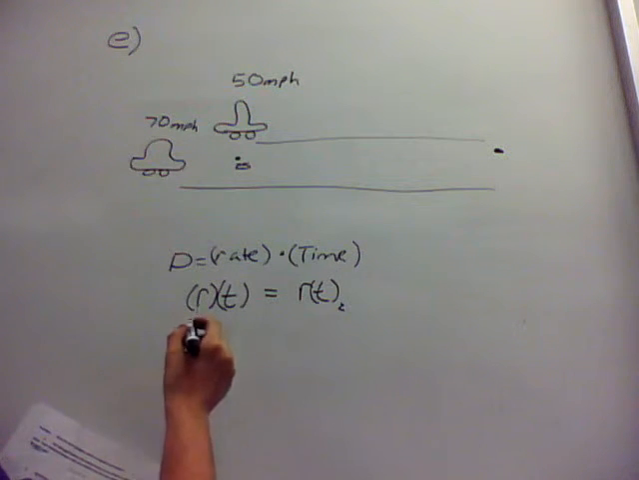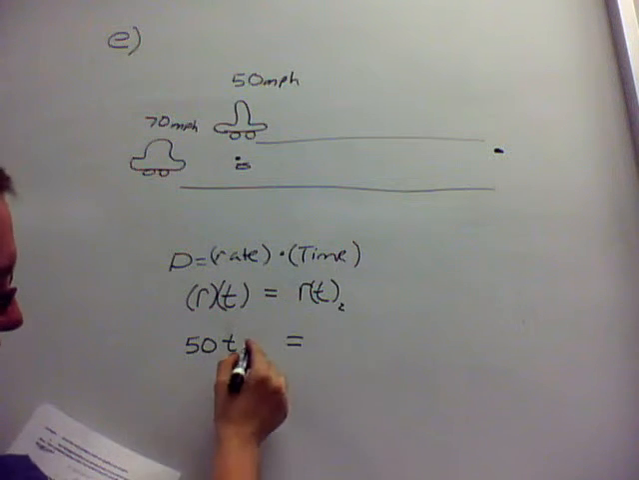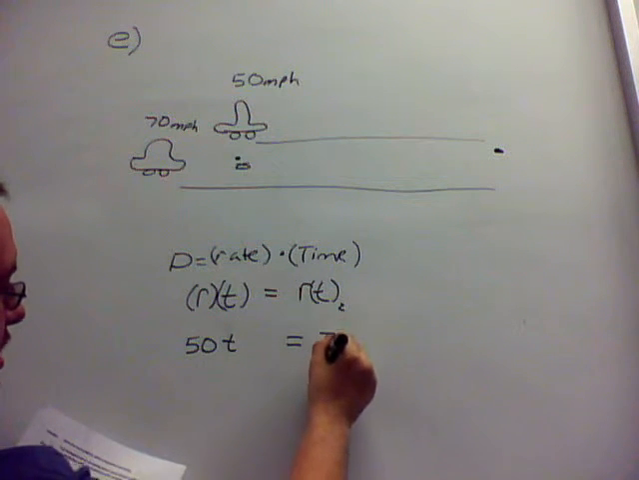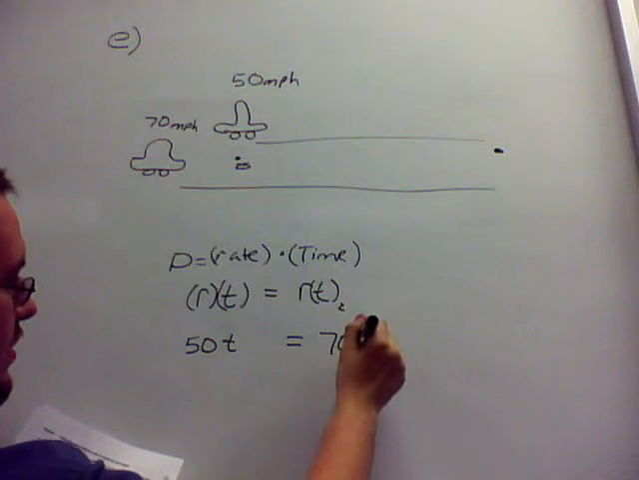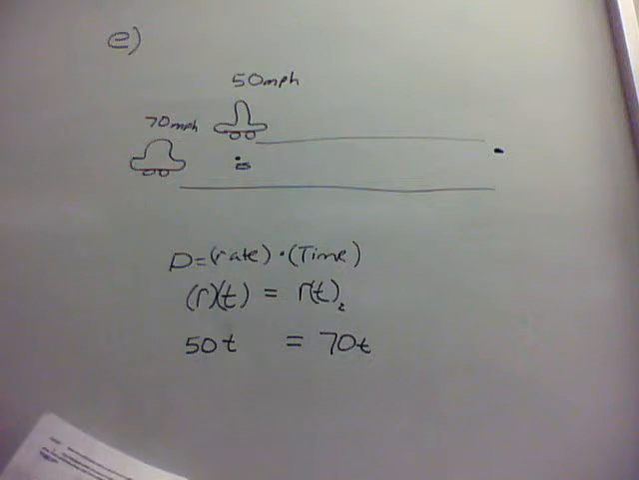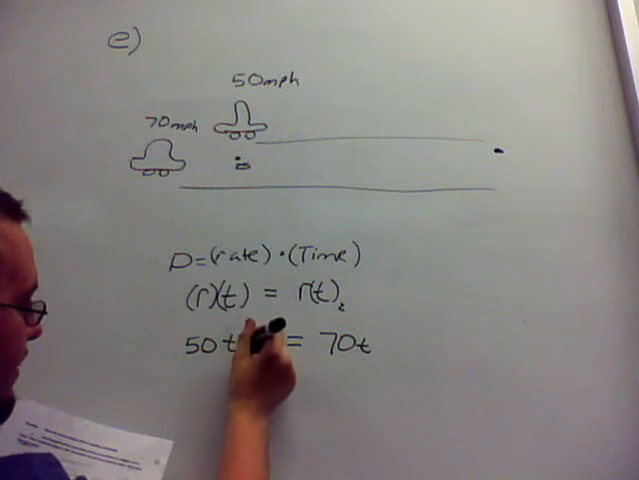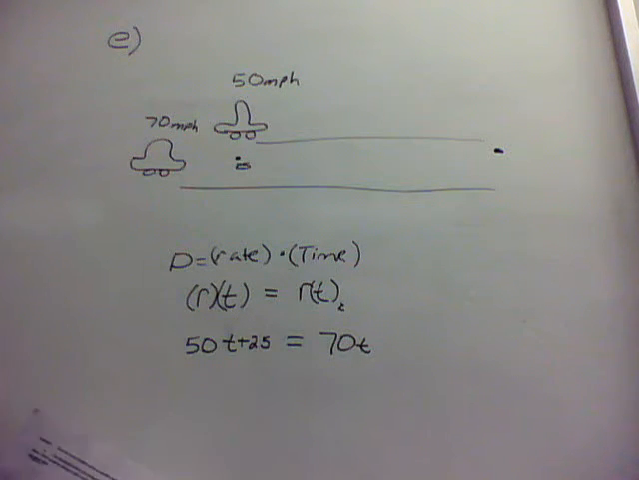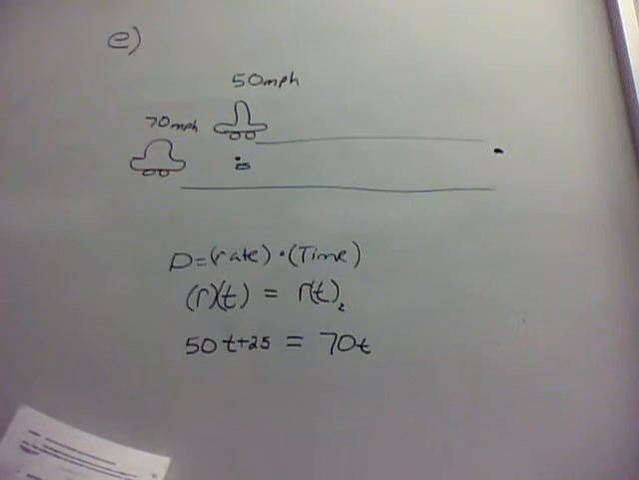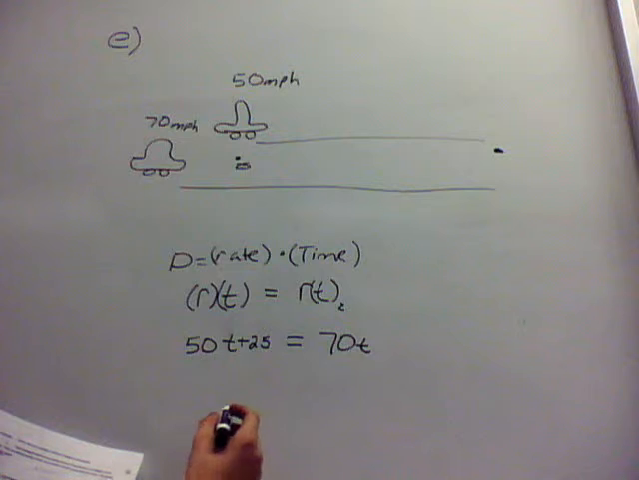All right, so the first car is 50 miles an hour times time. I'm leaving a little space here, I'll show you why in a little bit. And this one was 70 miles an hour times time. We're trying to find out what time it is, so these two are actually going to be the same in the end. Okay, so distance equals 50 miles times time, but they're already 25 miles ahead. So 50t plus 25 equals 70t. Well, now this is just a regular algebra problem, no big deal.